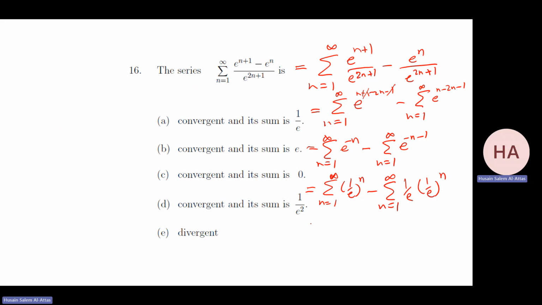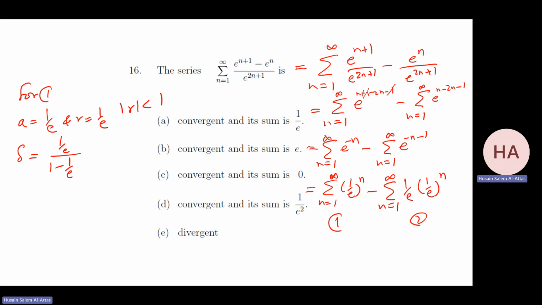Yeah, if you want to do it in the format. We call this one 1, we call this 2. So for 1, what is a? At n equals 1 it is 1 over e, and r is 1 over e. Very clear, so r is less than 1. So S will be 1 over e over 1 minus 1 over e. That gives me 1 over e over e minus 1 over e, and that gives me 1 over e minus 1. That will be for 1.